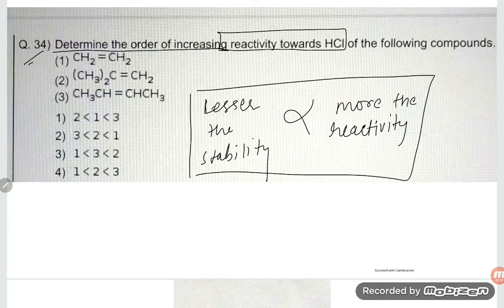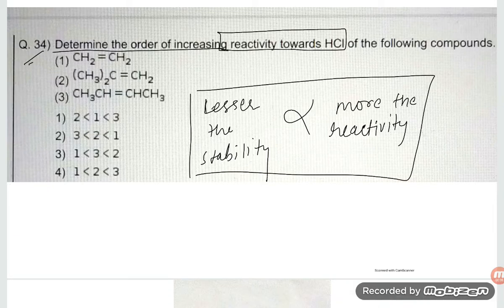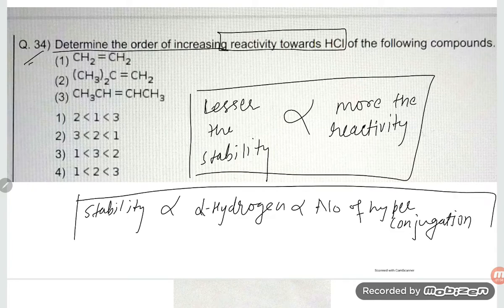So dear students, you see which will give the highly stable compound. Stability means, students, that it is proportional to alpha hydrogen, that is, the number of hyperconjugation structures. Okay, hyperconjugation. So dear students, you check which is more stable.